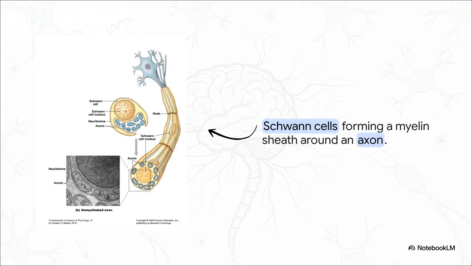And over in the peripheral nervous system, it gets even cooler with a specific type of glial cell called a Schwann cell.